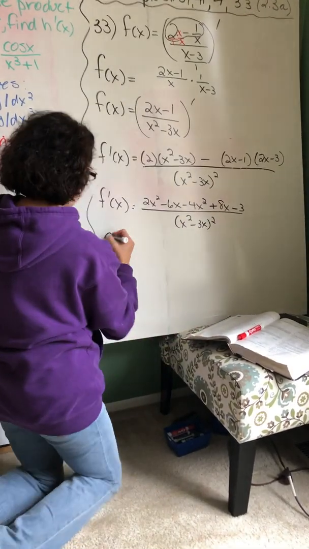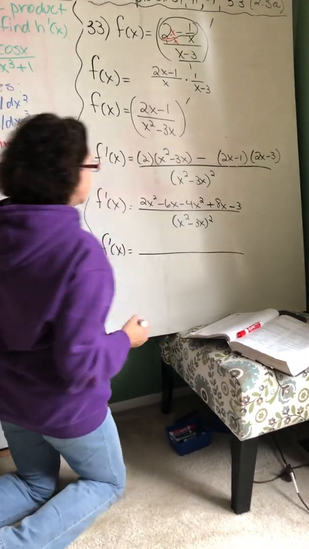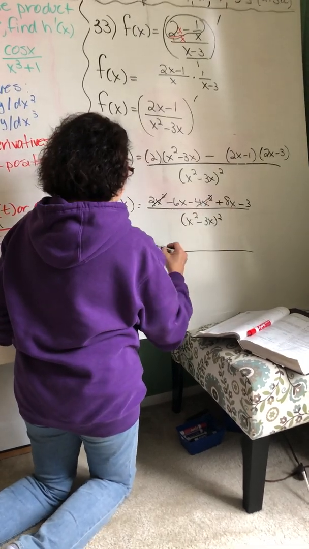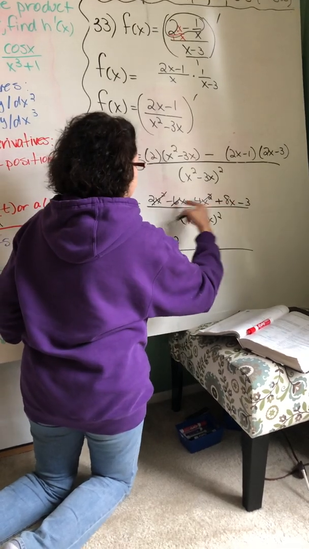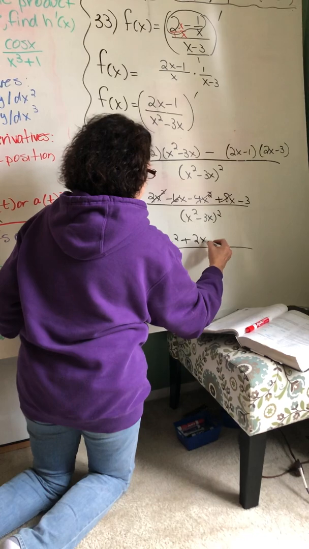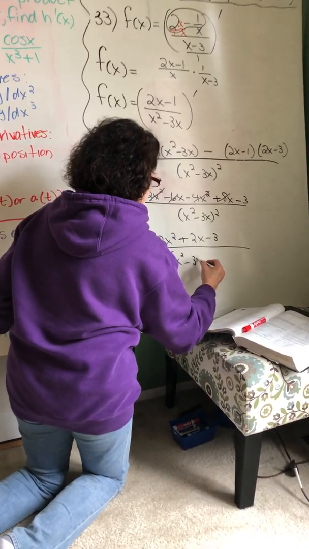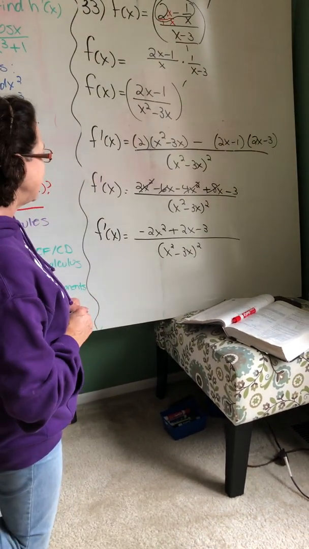There we go. I think one more step, and we're good. Let's take a look. Collecting our like terms. Negative 2x squared minus 2x, minus 6x plus 8x is a plus 2x minus 3 all over x squared minus 3x squared. Again, it's the algebra, not the calculus.